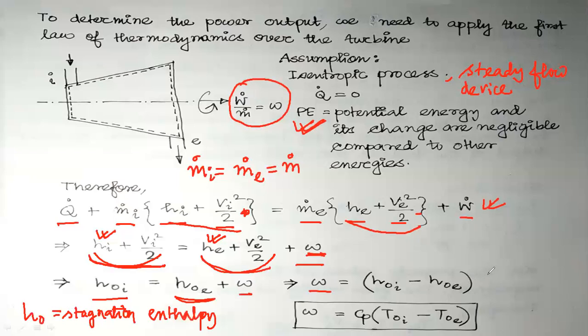Since the product of combustion is an ideal gas, therefore we can write it to be Cp into T0i minus T0e, where T0i and T0e are the stagnation temperatures at the inlet and exit.